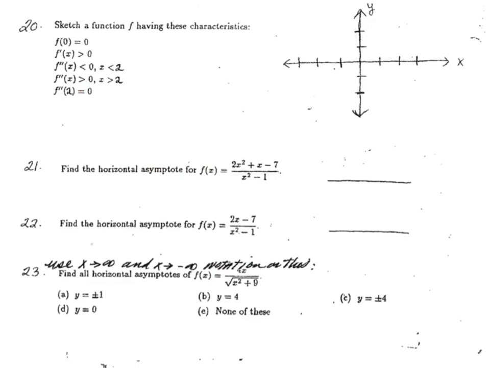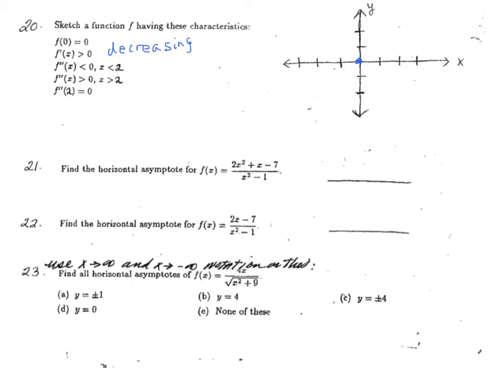In number 20, we want to sketch the graph with the following characteristics. So first we know that we have a point at (0, 0), since f of 0 equals 0. So I'm just going to put a point there. And then they tell us that f prime of x is greater than 0. And it looks like that's for the whole graph, which means that the whole graph should be increasing.